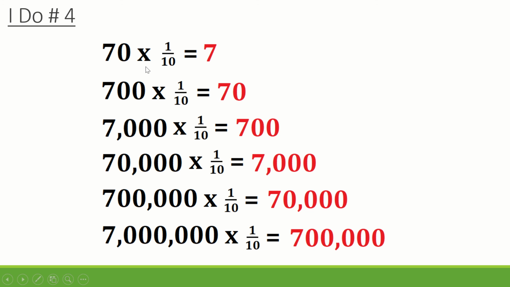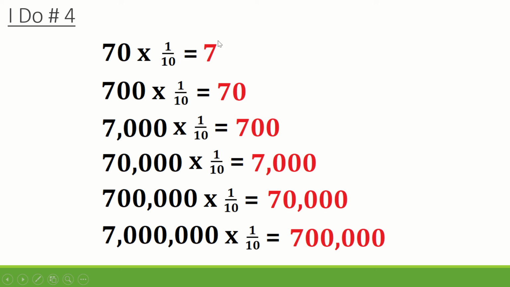And so basically the pattern that I note here is that as I multiply my first factor by 1/10, I'm essentially moving my decimal over one place to the left. So here would be a decimal, and I would move it over here to make that 7. And if I'm working with 700, I'm moving that decimal over one place to make that 70. In 7,000, move that decimal over one place for 700, and so on and so forth.